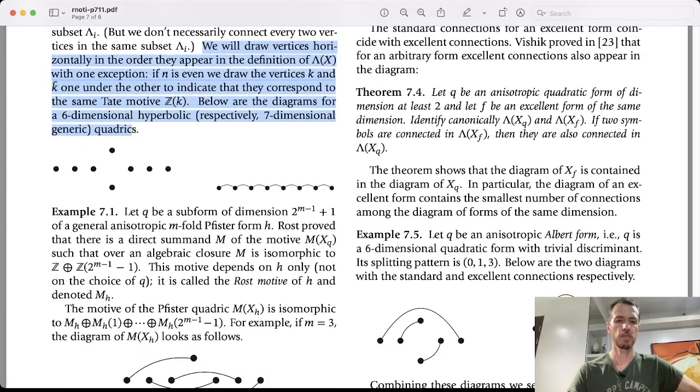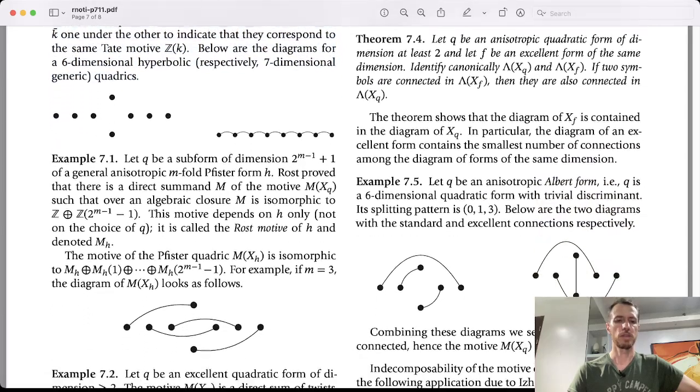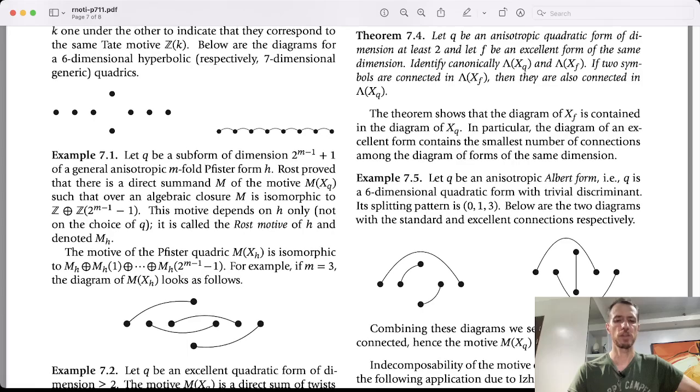Example: let Q be a subform of dimension 2^(m-1)+1 of a general anisotropic m-fold Pfister form H. Rost proved that there is a direct summand M of the motive of X_Q such that over an algebraic closure M is isomorphic to the integers direct sum the integers Tate motive 2^(m-1)-1. This motive depends on H only, not on the choice of Q. It is called the Rost motive of H and denoted M_H. So M_H is the Rost motive of H.